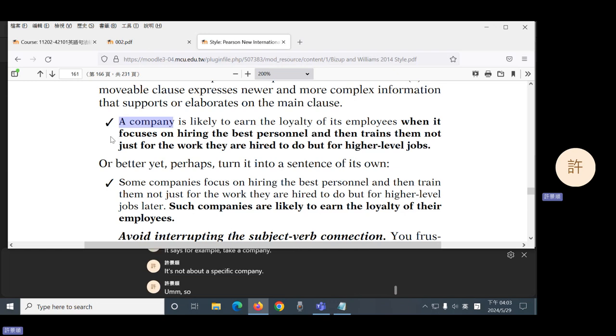So the author doesn't have to care about preserving a singular noun, 单数, right? He can change it to this kind of company or these companies. It's the same. It's a meaningless example. It's not a specific company.